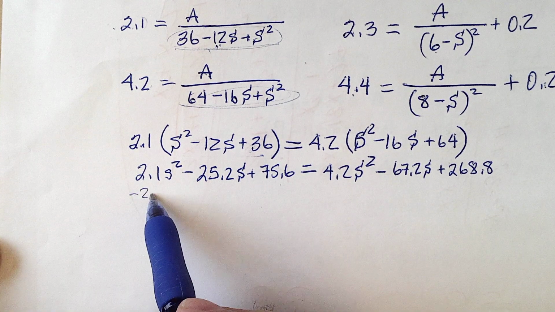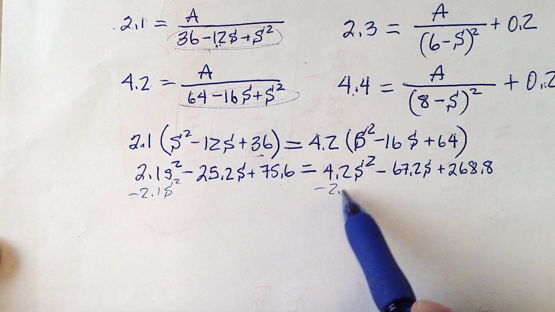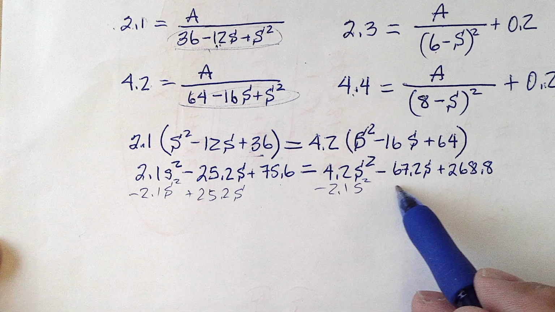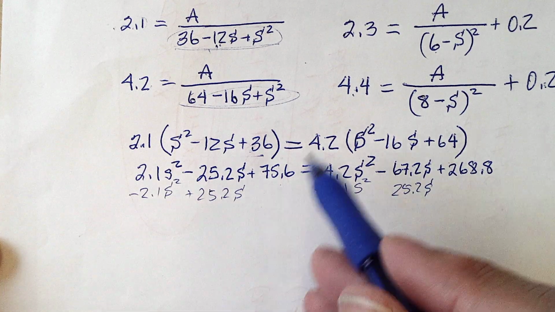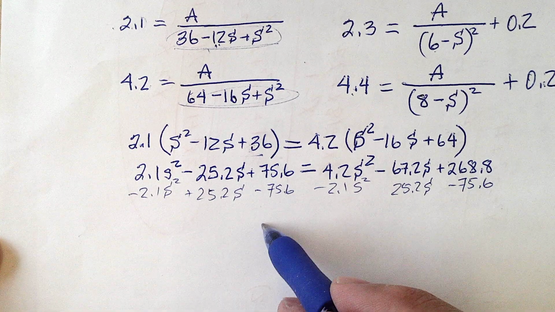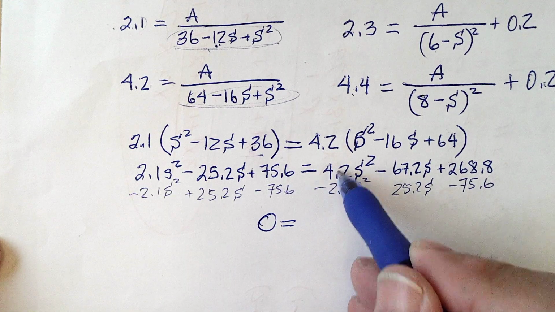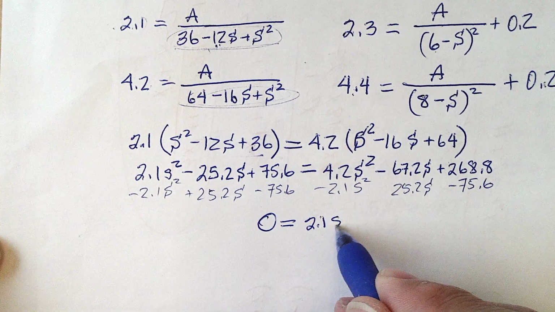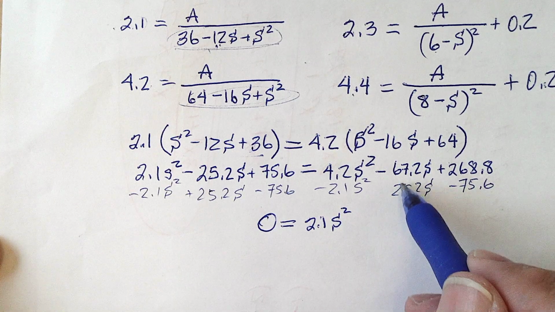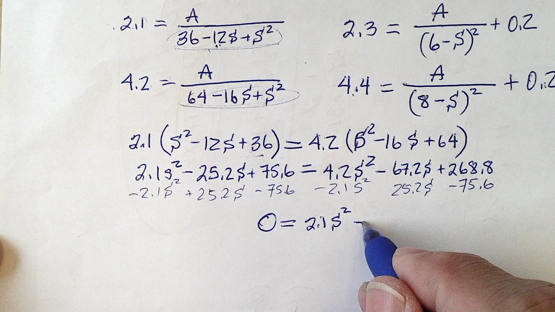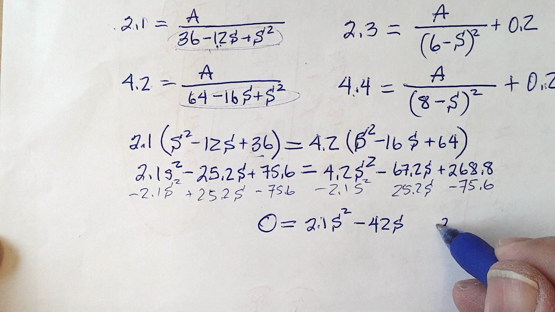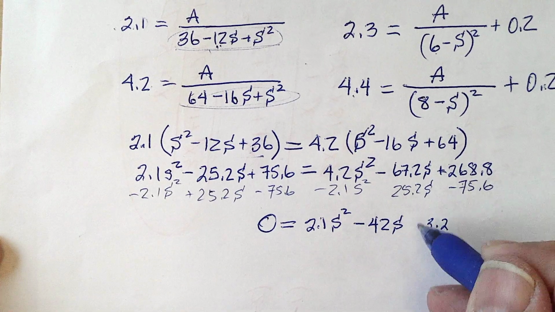This is a quadratic, so I need to get it equal to 0. So I'm going to subtract 2.1 S squared from both sides. I'm going to add 25.2 S to both sides. And I'm going to subtract 75.6 from both sides. Because quadratics, you want to make it equal to 0. So 2.1 from 4.2 is 2.1 S squared. And 25 from 67, the 0.2s cancel, is 42. And 0.6 from there, that's 0.2. 5 from 8 is 3. 7 from 26 is 19.